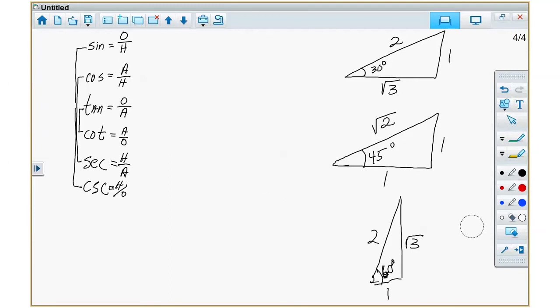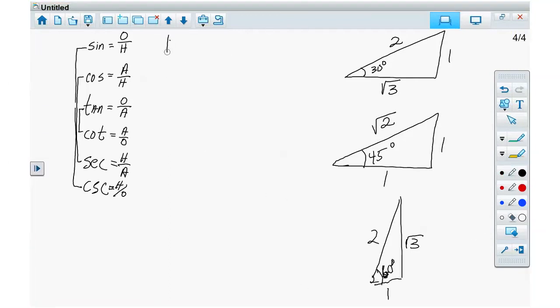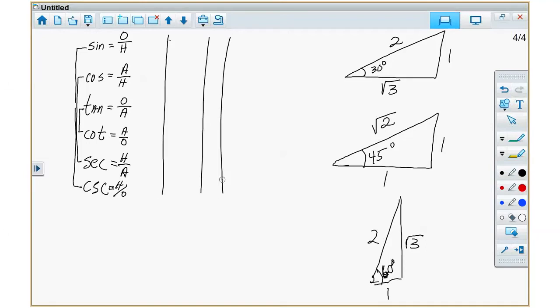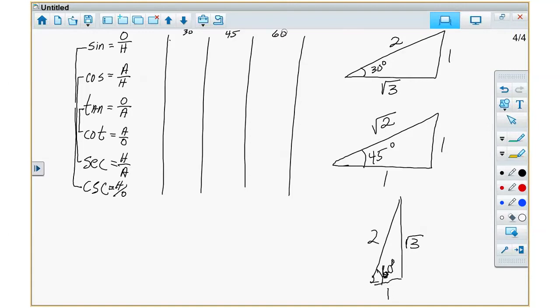What I want you to do is make 3 columns. Call the first one 30 degrees, then 45 and 60. And I want you to write each one of these out on each one. So your little man on the 30 degree is going to be right here, and his foot is on the hypotenuse and the adjacent. And he's looking at the opposite. That's an O, not a 0.